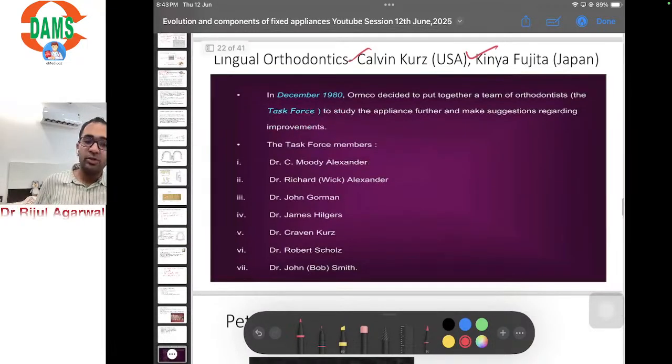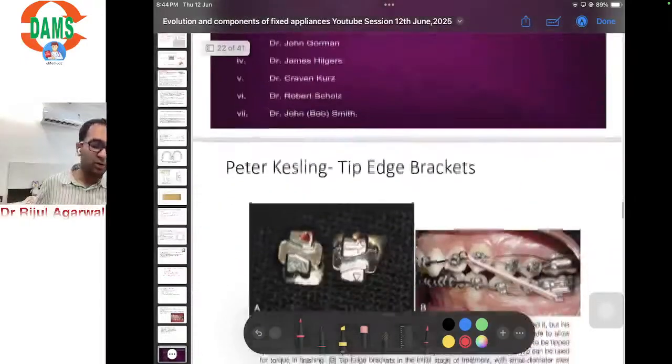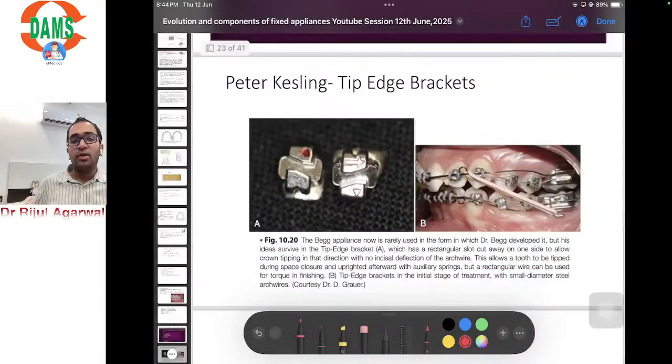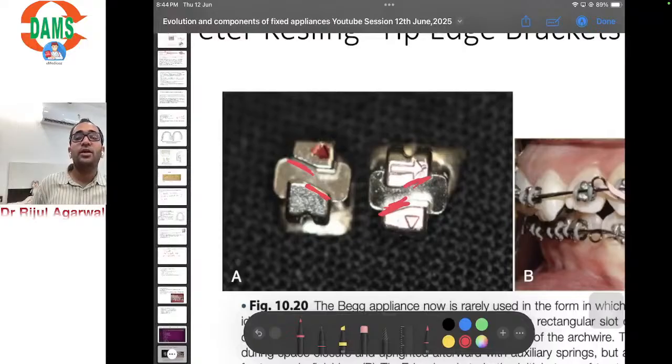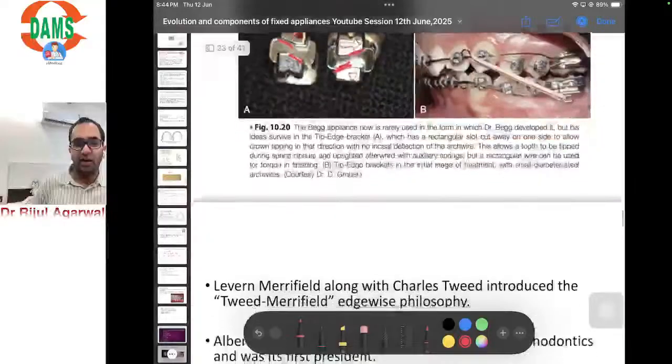Okay, so the names of these task force members are important. In certain senior residency exams of AIIMS, they have asked which of the following were not members of the task force of the lingual appliance. As I was telling, a number of appliances were developed by various authors, various orthodontists. One of them was developed by Peter Kessling, known as the tip edge bracket, in which the slots were angulated so as to incorporate the second order bend. Just remember this name, Peter Kessling and the tip edge bracket.